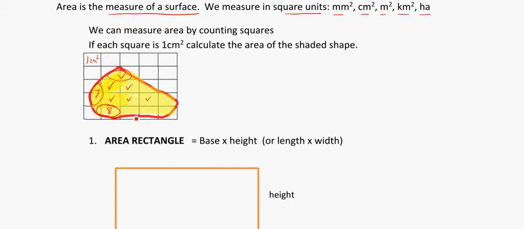Let's see, this one, that one, and that one could be 9, and that one and that one 10, so maybe 10.5 centimeters squared. Okay, so it's an unusual shape, it's a bit tricky to work out how many squares there are.